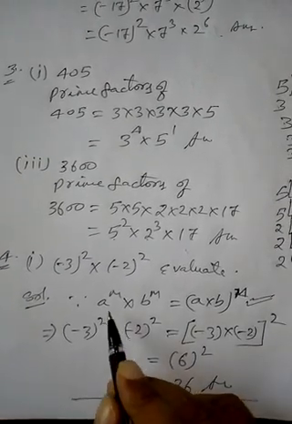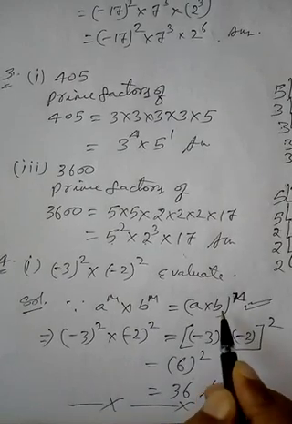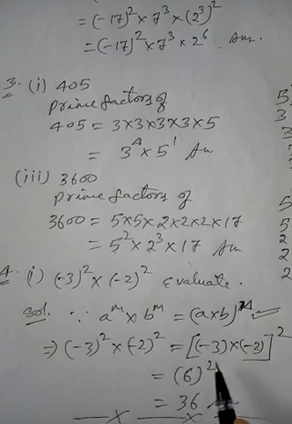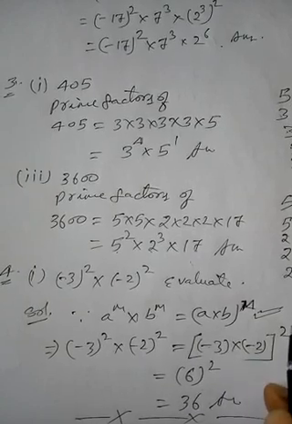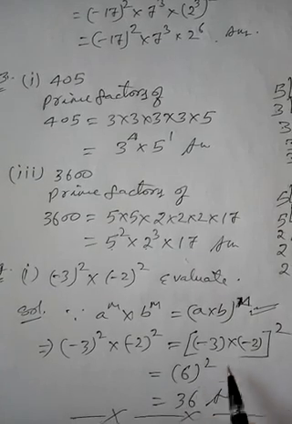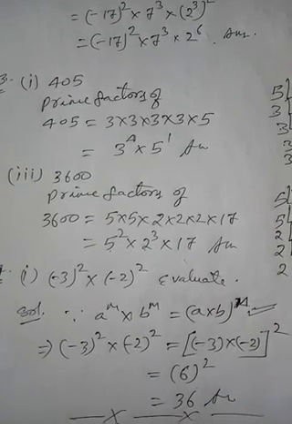So you know that a raised to the power m into b raised to the power m is equal to a into b, whole raised to the power m. This gives minus 3 squared into minus 2 squared equals minus 3 into minus 2, whole raised to the power 2, which is equal to minus into minus is plus, 3 2s are 6 squared, that is 36. So this is the end.